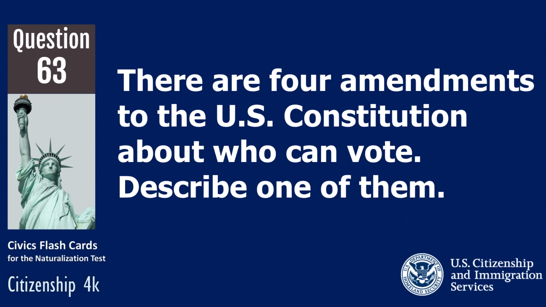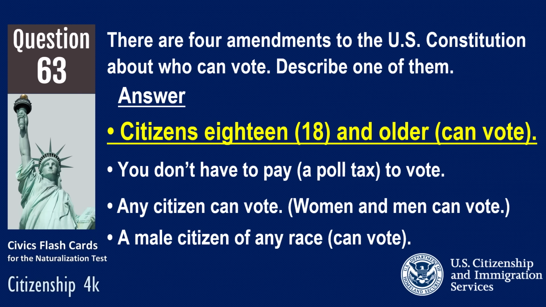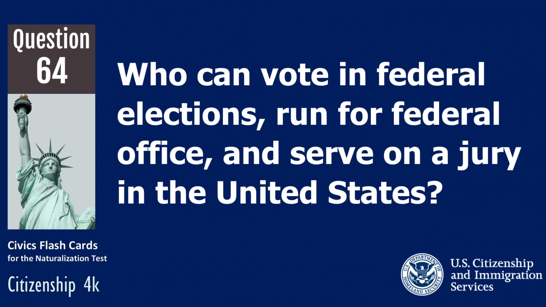There are 4 amendments to the U.S. Constitution about who can vote. Describe one of them. Citizens 18 and older can vote. Who can vote in federal elections, run for federal office, and serve on a jury in the United States?